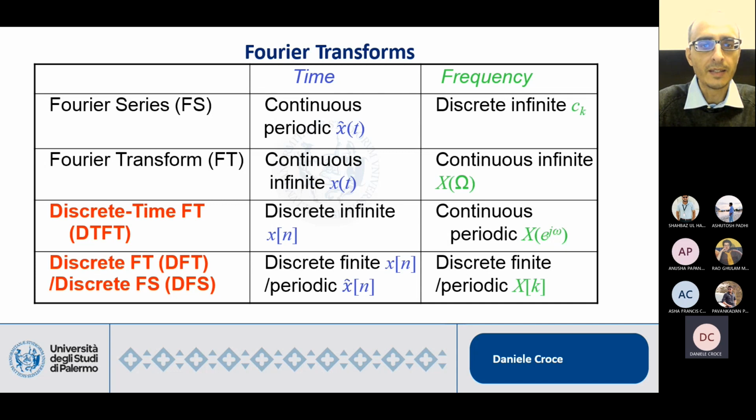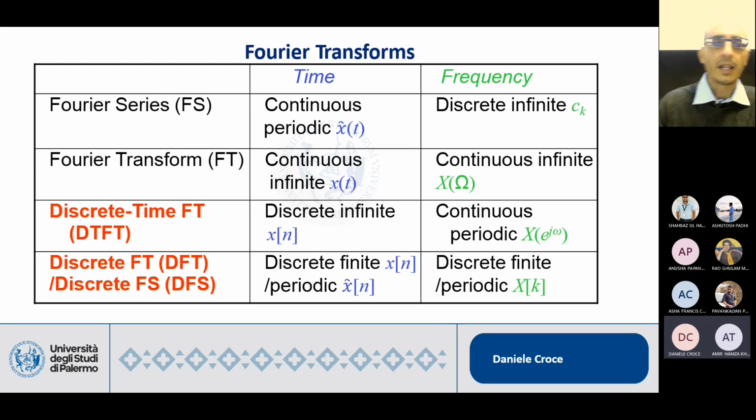And in time, these come from the discrete finite sequence or a discrete periodic sequence, and they produce a discrete finite sequence or a periodic sequence, respectively. Okay. And this can be seen also as a change of base, because you go from a discrete finite sequence to another discrete finite sequence of the same length, depending on the number of samples that you use for the DFT and the DFS.